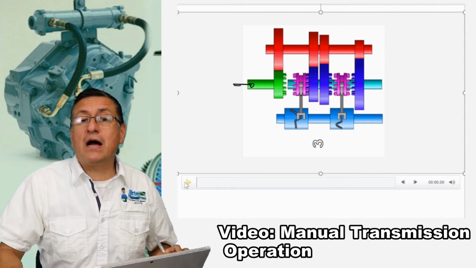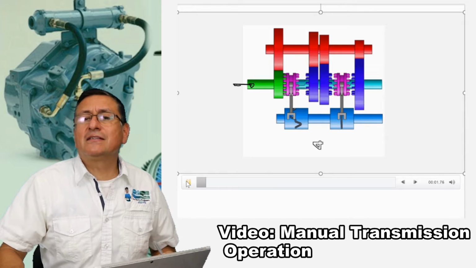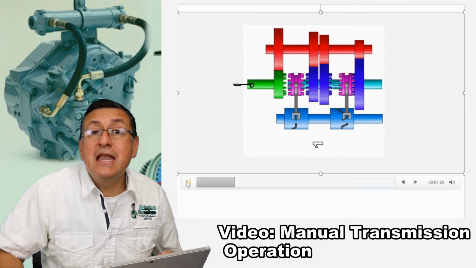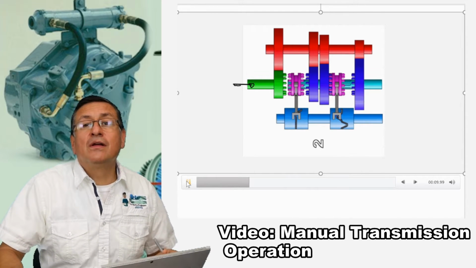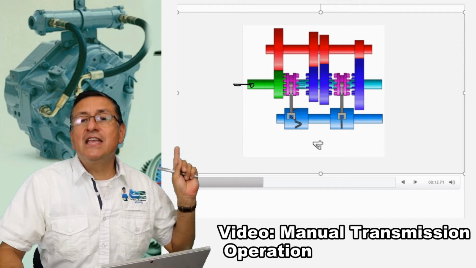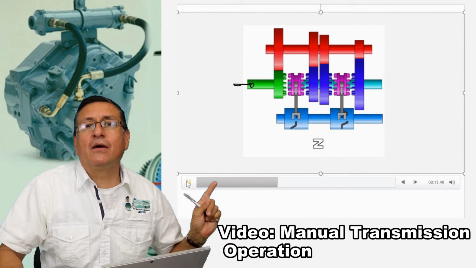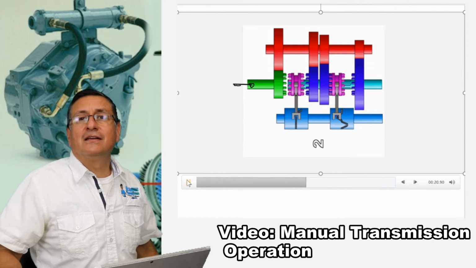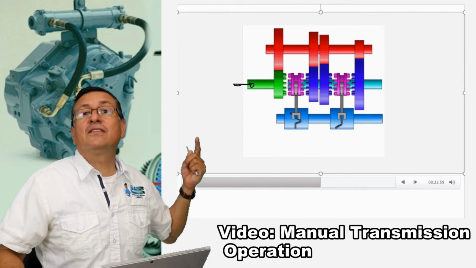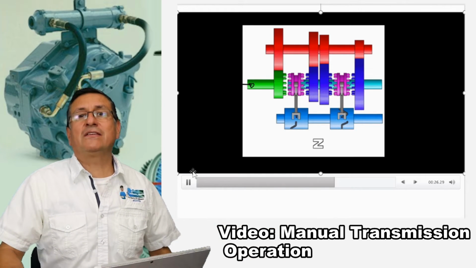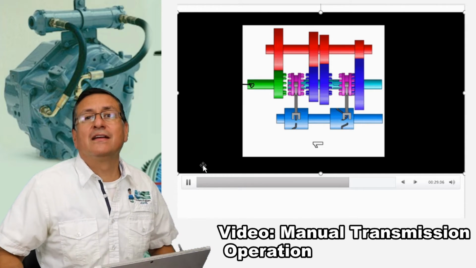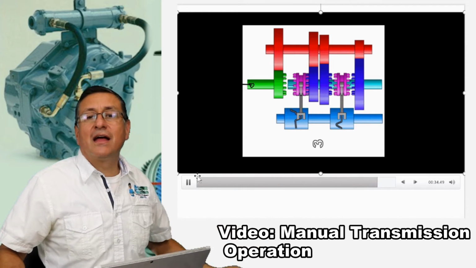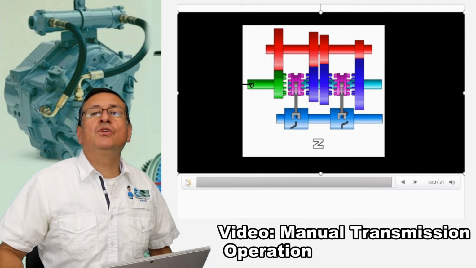Okay, we are going to analyze what happened. This is number 4, and we are going to return. Neutral, number 1, number 2, number 3, number 4, and neutral. Once again, that's the first gear, the second gear, the third gear, and the fourth gear. Once again, first gear, second gear, third gear, fourth gear, and once again to neutral.